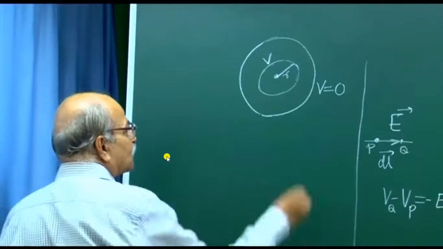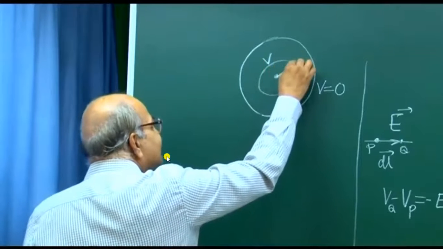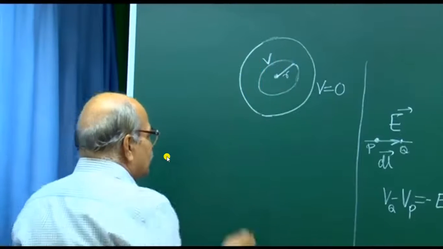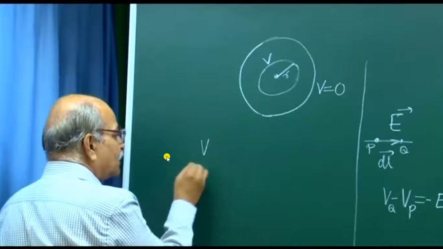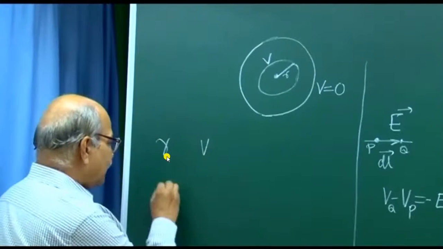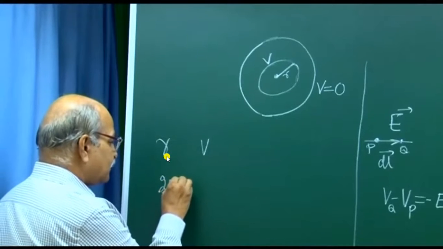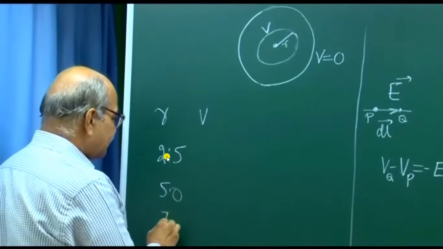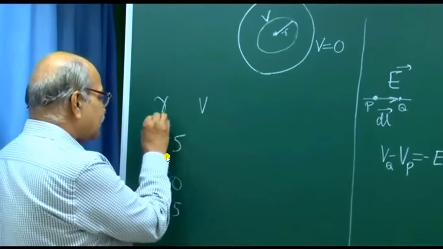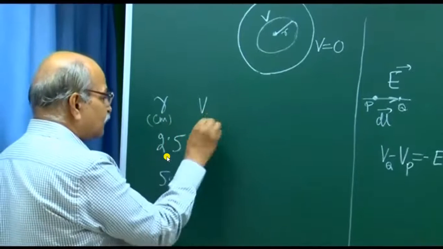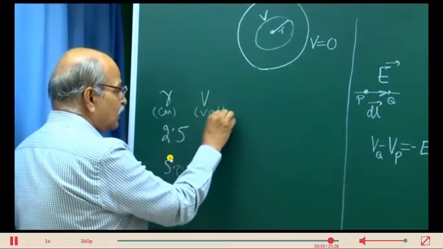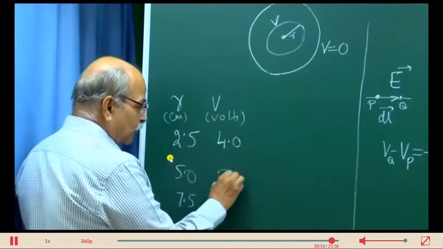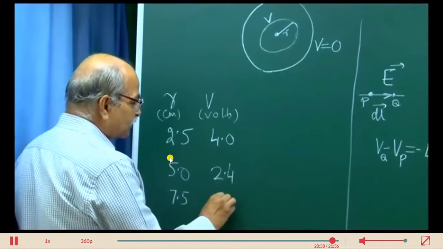you can ask what is the potential V at this distance r, no matter in which direction. These potentials are all the same. So, if I write V here and r here, we had three values, r = 2.5 centimeters, then 5 centimeters and 7.5 centimeters. r is in centimeters and V is of course in volts. And what were the values? Around 4, around 2.4 and around 1.3.